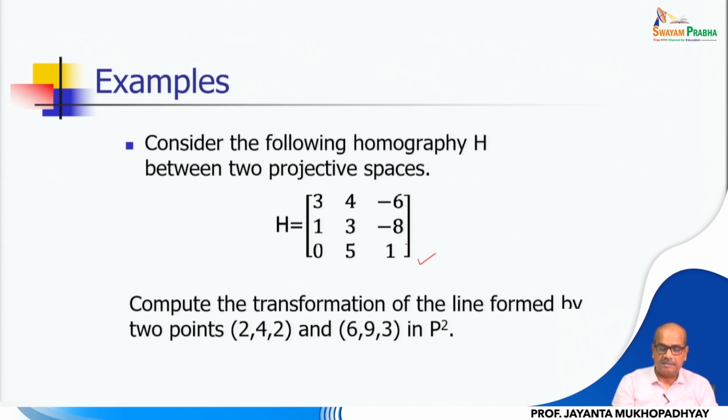Now the problem is that you have to compute the transformation of the line formed by 2 points. These are the 2 points, and they are in projective space, which means in the actual observed image coordinates, you have to divide by the last coordinate. So these are equivalent in the R square space: this is (1, 2), and similarly this one should be (2, 3), as elements of the real space.